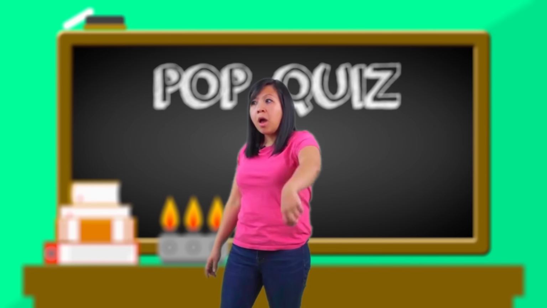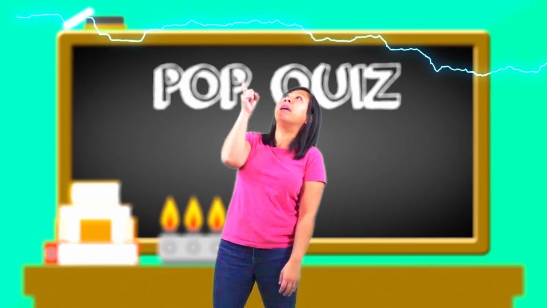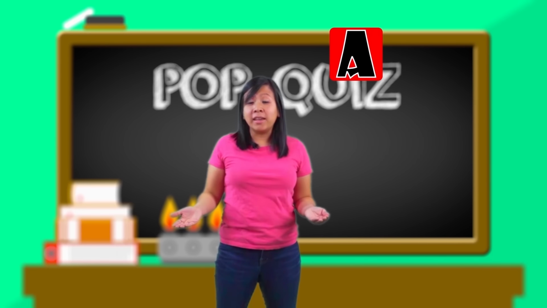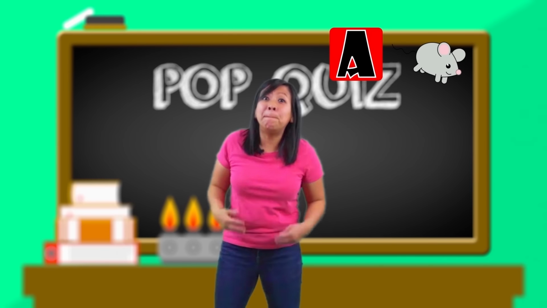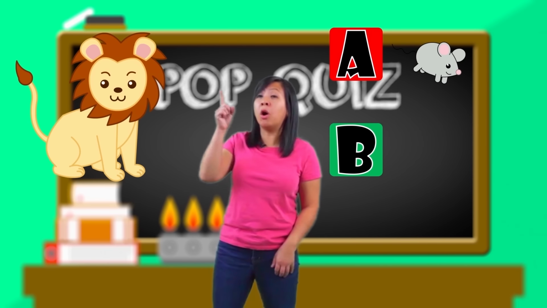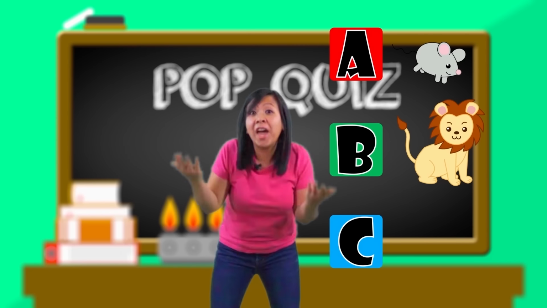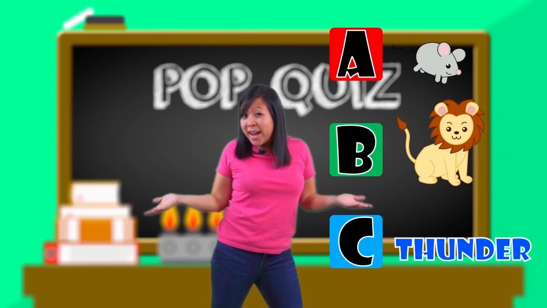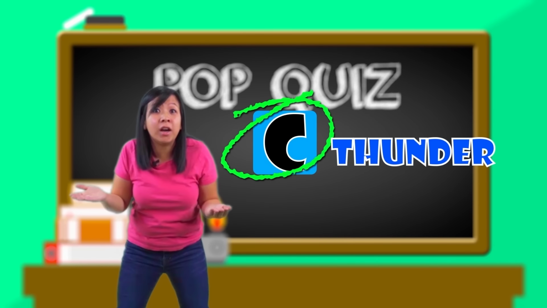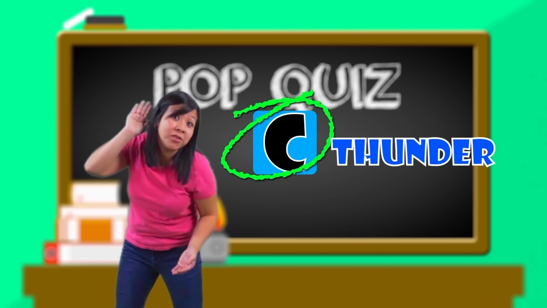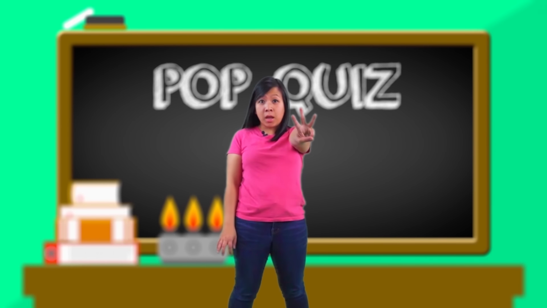Question number two. What sound is made from lightning? Is it A, a mouse squeaking? Or is it B, a lion roar? Or is it C, thunder? Well, what did you guys guess? The answer is C, thunder. Did you hear that? Do you guys hear the thunder? Oh, it's super loud.